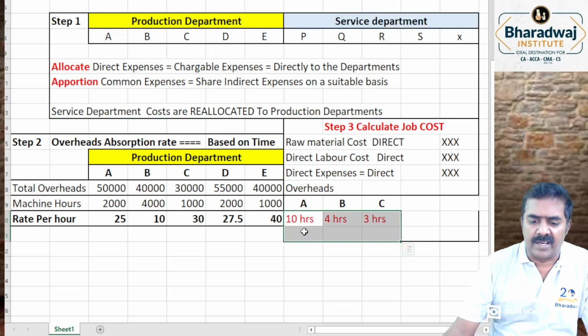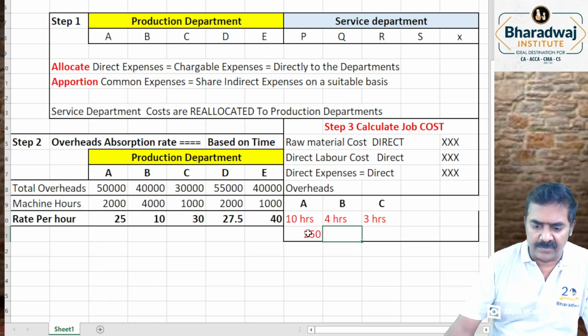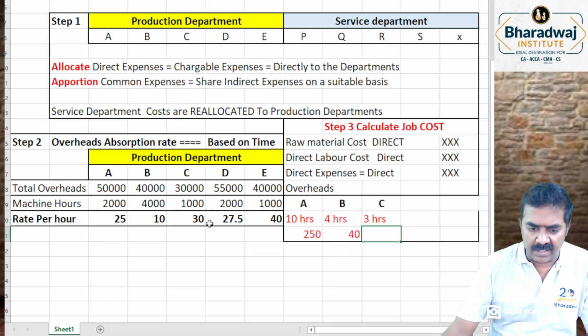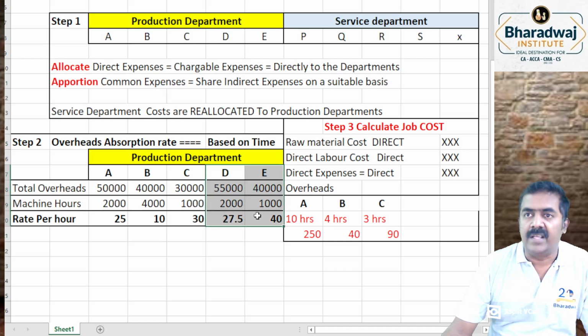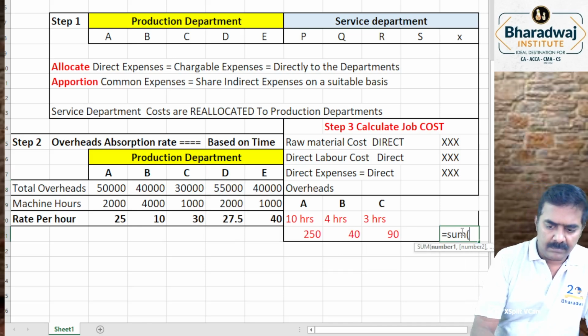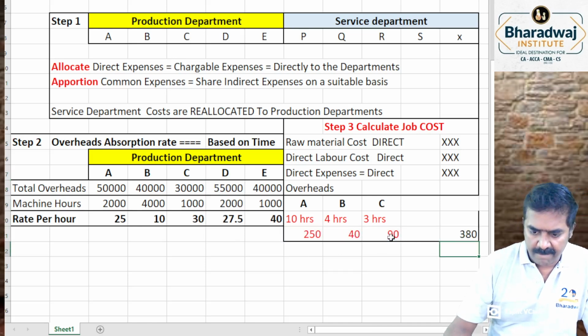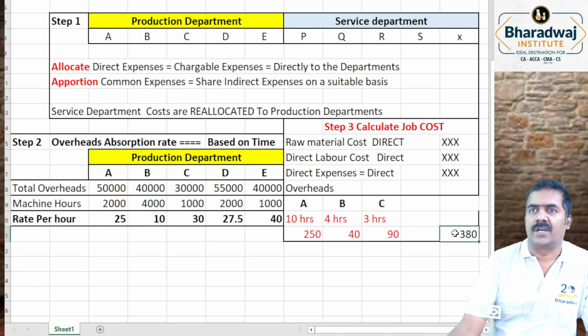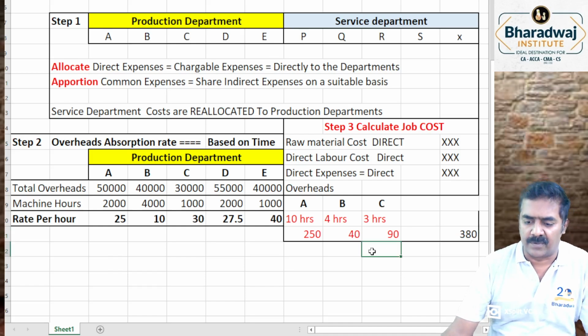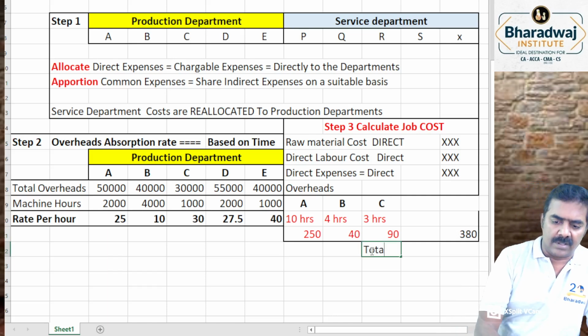How will you work out the rate? 10 hours into 25, 250. 4 hours into 10 rupees, 40. 3 hours into 30, 90. Will you charge for departments D and E? No. So you will add up and charge the customer. 380 rupees you will charge for overheads, and work out the total cost of the job.